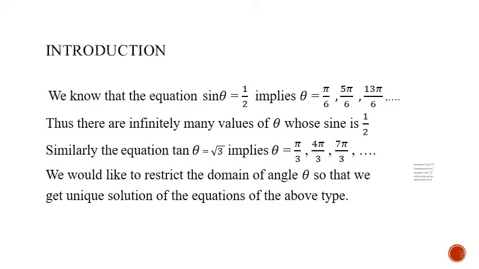Another case, we know tan(π/3) = tan 60° = √3. Tan(4π/3) = tan 240° = √3. Tan(7π/3) = tan 420° = √3. So here also there are infinitely many values of theta whose tan is √3. In maths, we are interested in getting a unique solution of equations of the above type.